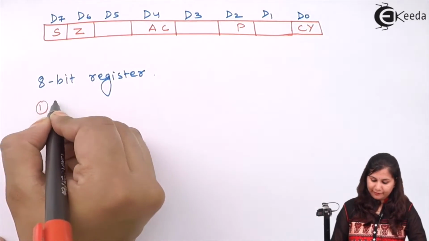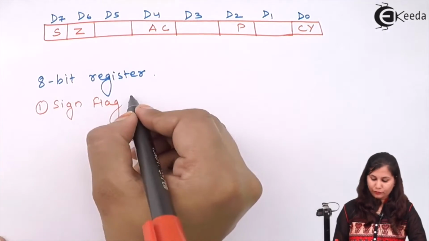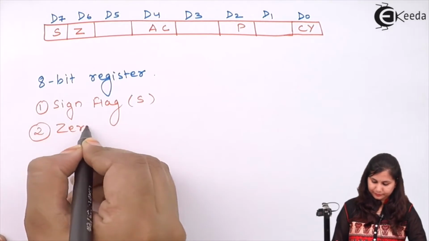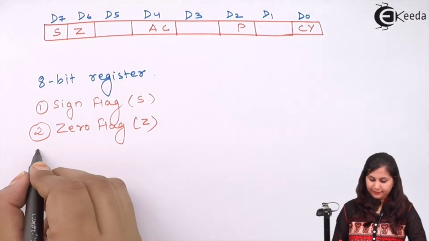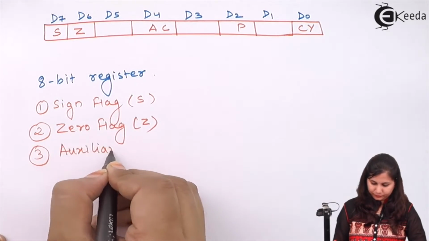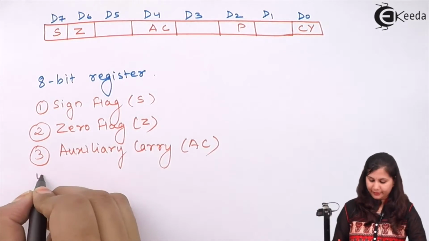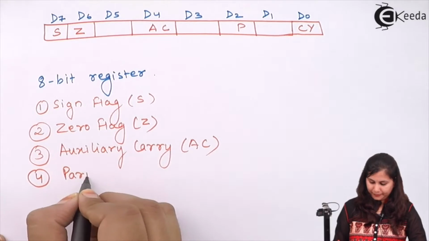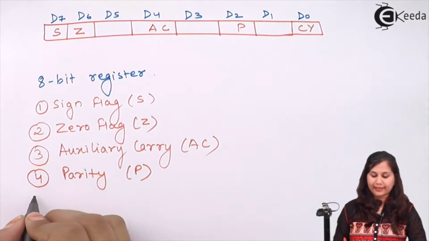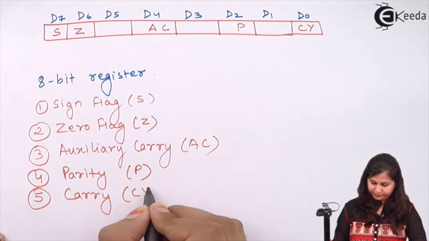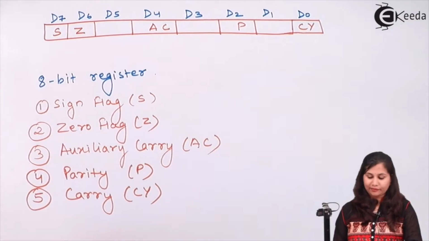First is the sign flag. Z is the zero flag. AC is the auxiliary carry. P is for parity. And CY is for carry. So these are the 5 flags. Now let us study these flags.